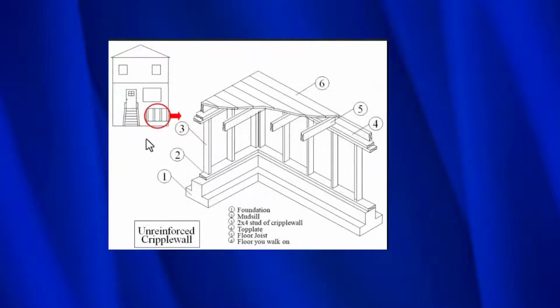Now here's a blown up view of a cripple wall. I'd like to point out this is the floor that you would walk around on. This right here is the cripple wall itself. This is what's called the mud sill, and then this here is the foundation. If the cripple wall collapses, the house will fall off its foundation.